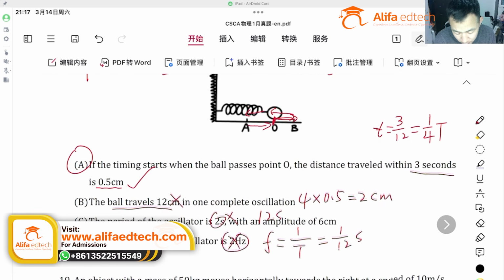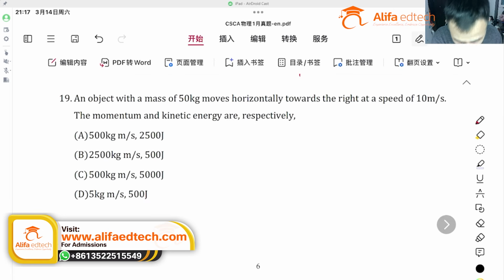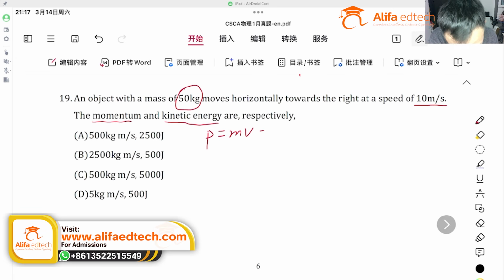Okay, let's look at the 19th. It says an object with a mass of 50 kg moves horizontally towards the right at a speed of 10 meters per second. Calculate the magnitude of momentum and kinetic energy. Momentum P equals mv. So here we can easily know it is 50 multiplied by 10. It is 500 kilogram meters per second.